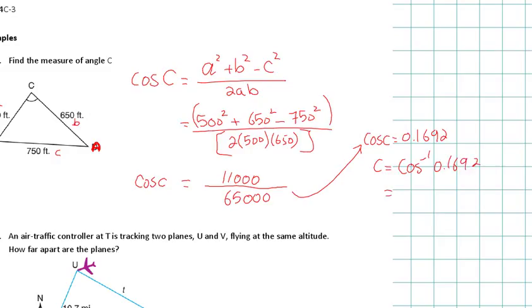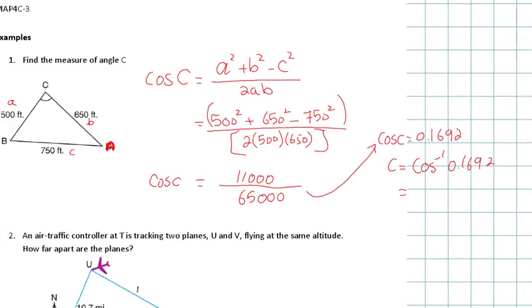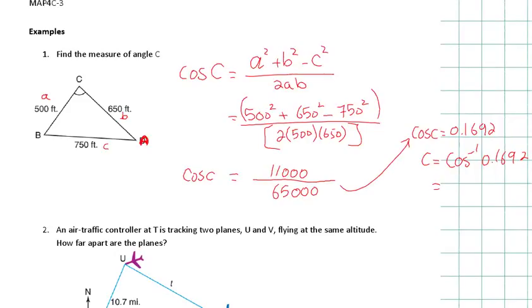It's not 11,000? What is it then? It's 110,000, divided by what? 650,000. So another zero. Okay. So really, you found it. Just check it out for me.